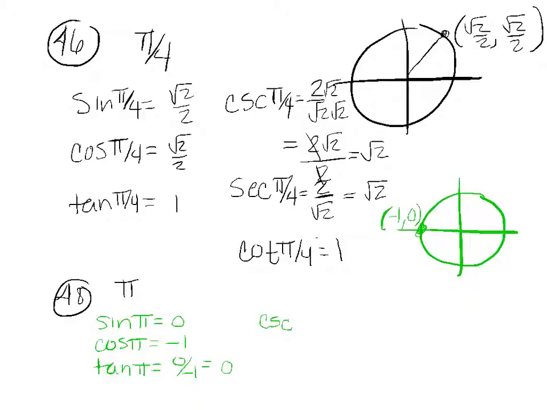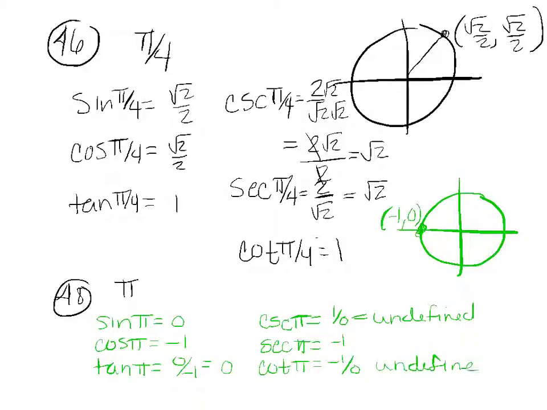So cosecant of pi, now this is going to be a little bit tricky because it was 0. So now when I flip it over, I get 1 over 0. And that is going to be undefined. Secant of pi is going to be -1 flipped over, which is still just -1. And cotangent flipped over is -1 over 0. Once again, if you divide by 0, it's undefined.